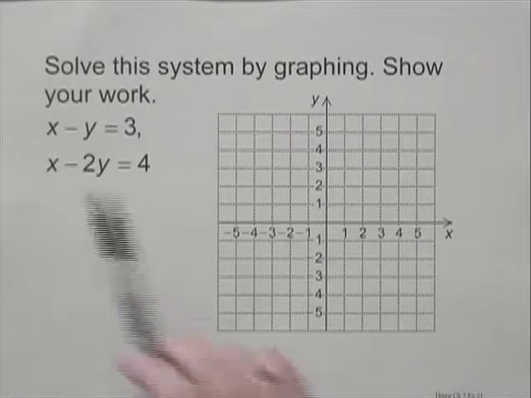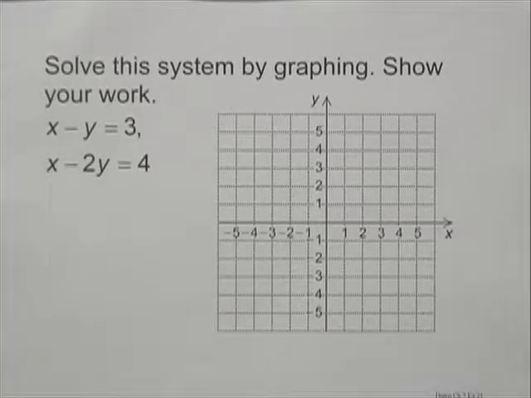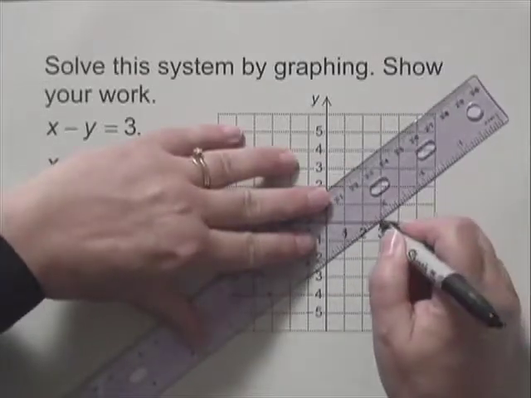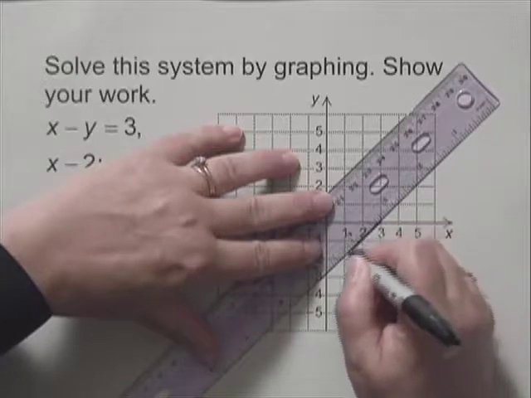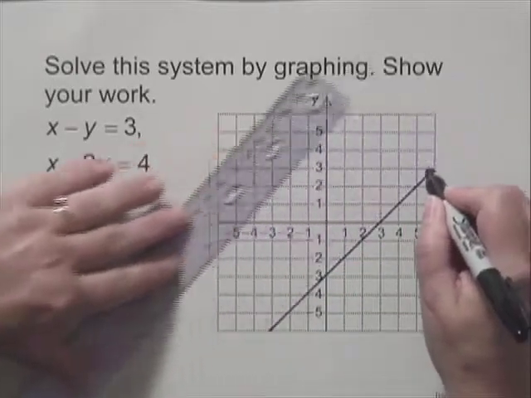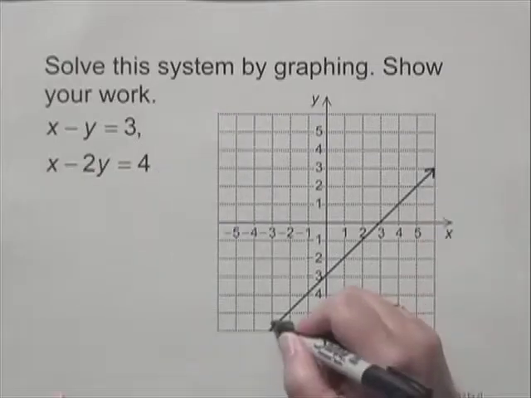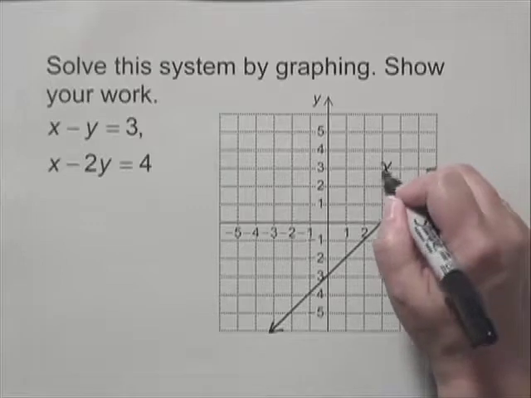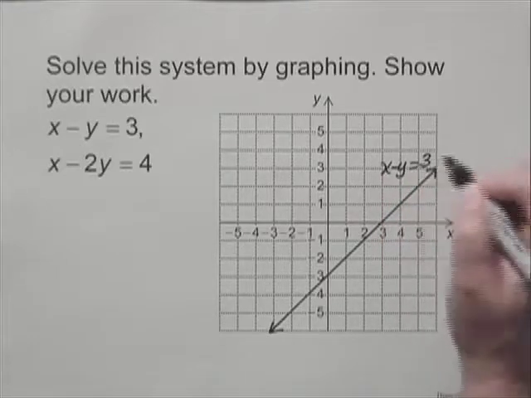So we'll start by graphing x minus y equals 3. And that's going to look like this. It has an x-intercept of 3, 0 and a y-intercept of 0, negative 3. And we'll label that as x minus y equals 3.